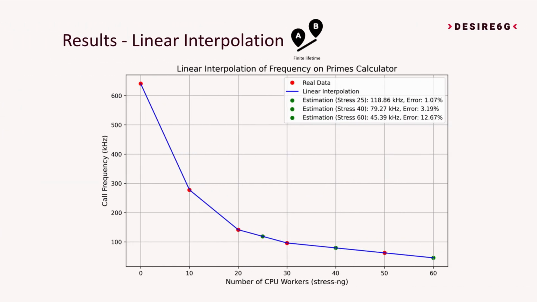Let's find out. This graphic shows the call frequency of our reference block versus stress level, measured as the number of CPU workers used by stress-ng, along with 3 estimations obtained using linear interpolation. As you can see, this method can estimate the stress level experienced by the program, with an error ranging from just 13% down to as low as 1%.